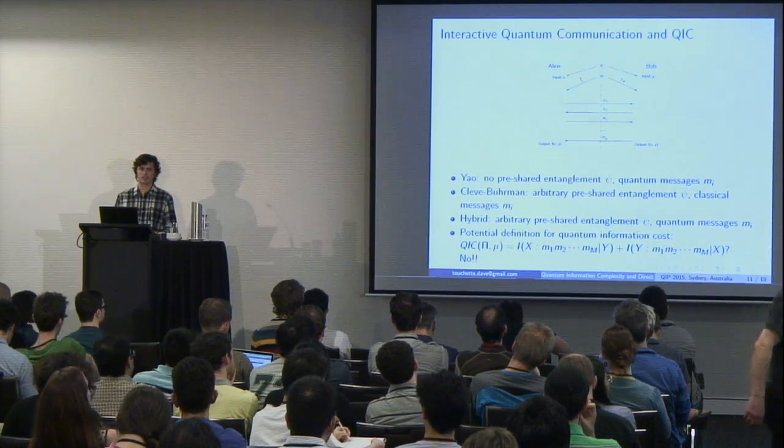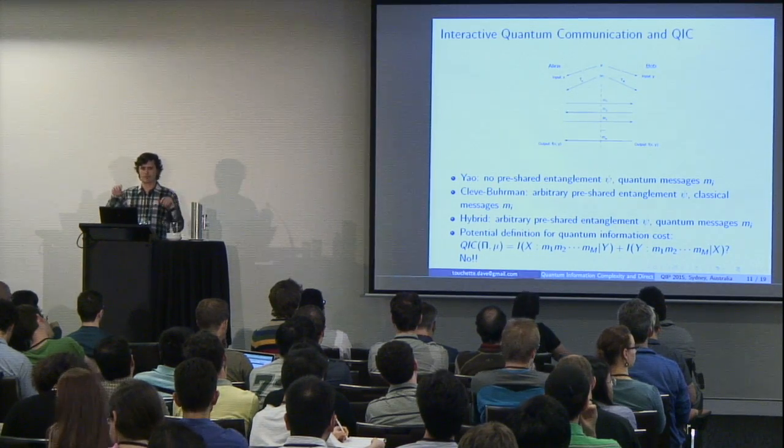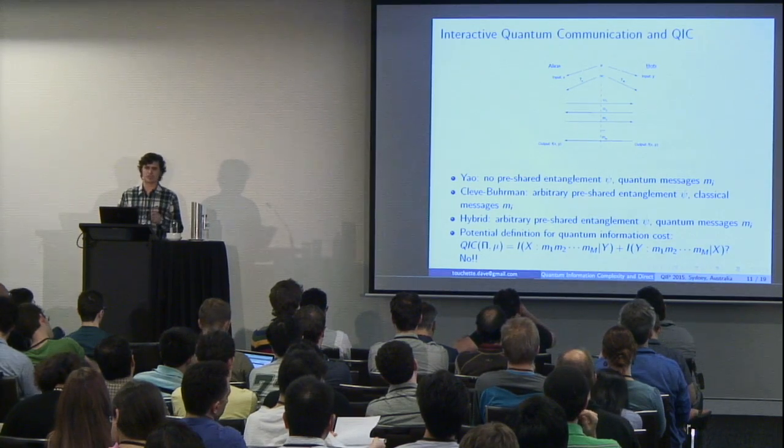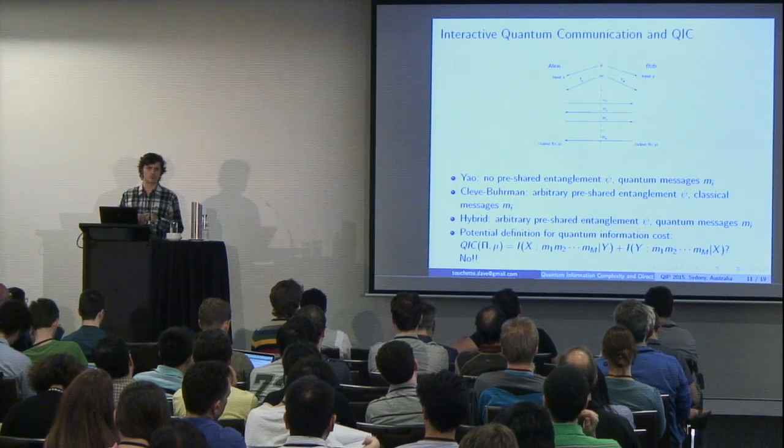Now on to interactive quantum communication. Once again, we have Alice and Bob with inputs x and y. They want to compute a function f of x and y, and they want to do so while minimizing the amount of quantum communication that they will exchange in order to do so.